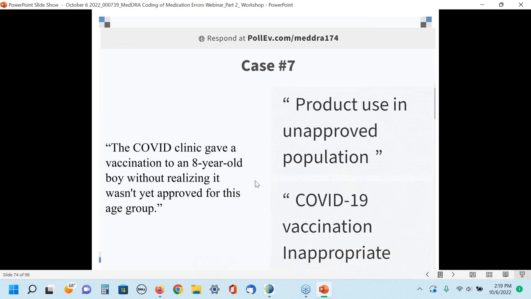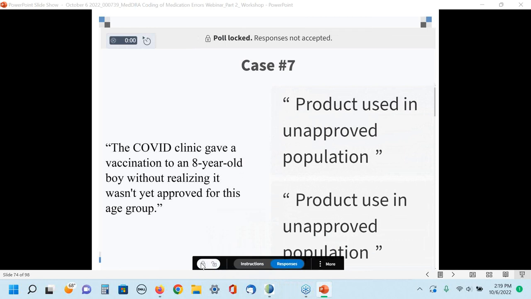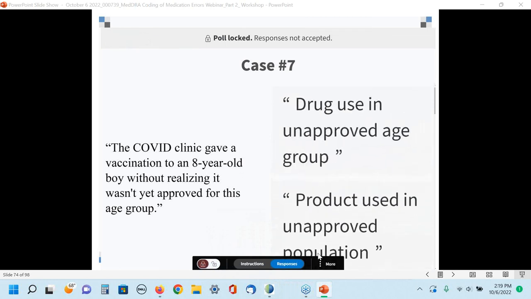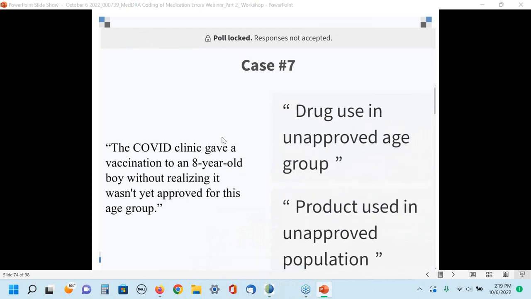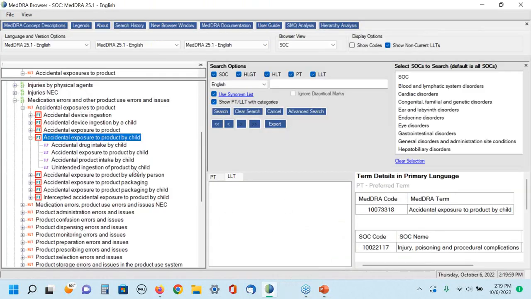And several of you are talking about product terms and drug terms, but the other point here is, is there something that's even more specific in MedDRA that could be used? And that question then becomes, is there an actual vaccination term per se in MedDRA? So I'm going to lock at this point and we will move forward. And I'm going to look in the browser and tell you what I think.